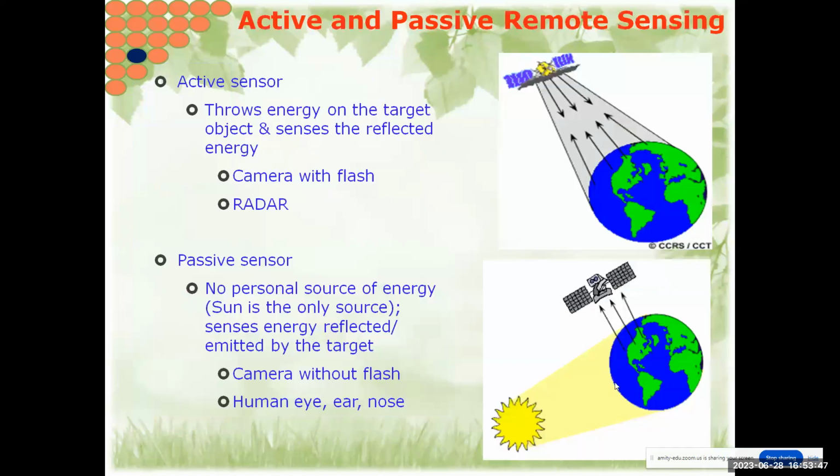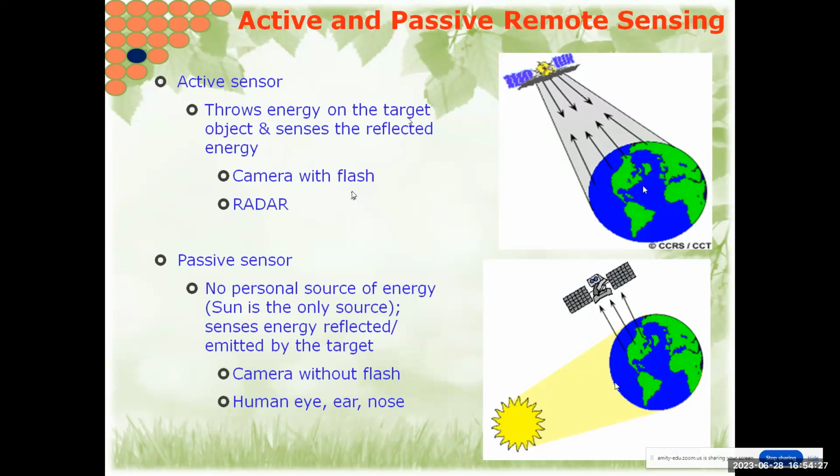Now, if you're talking about remote sensing, there are two main types of remote sensing. The first one is active and the second one is passive remote sensing. In active remote sensing, they have their own source of energy, meaning they create the energy, throw it on the target object on the earth surface, and sense the reflected energy that comes back. For example, a camera with flash, or radar.